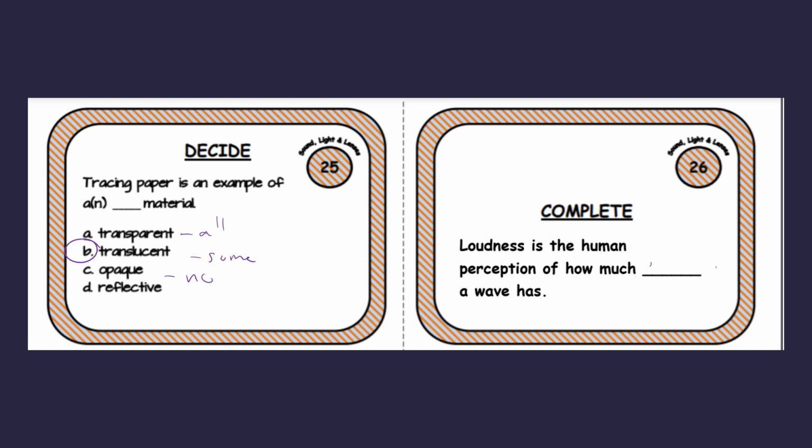Number 26 is going to be amplitude. So the loudness of a sound, how loud it is in decibels, remember we measure that in decibels, is going to be related to the amplitude of that sound wave. Volume, the word volume actually means size. And so when you are listening to your music, if you turn the volume up, you're basically making the sound wave larger. That's a good way of thinking about that.